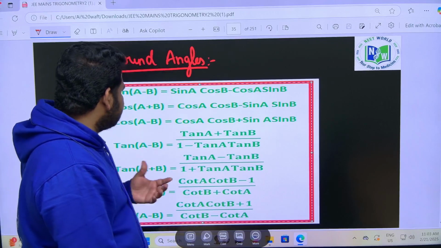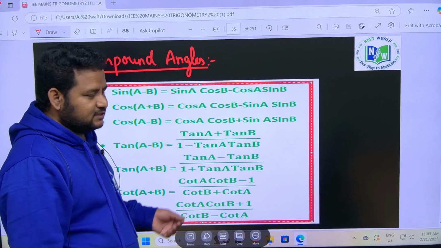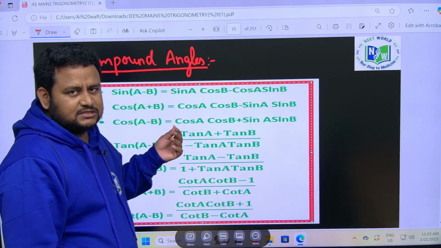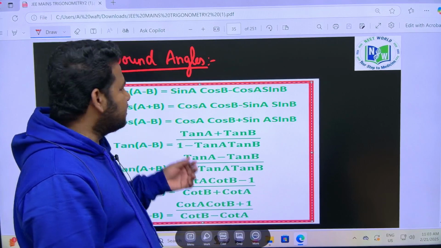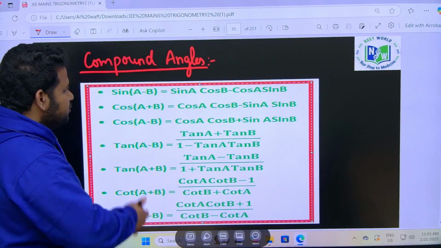So going forward, now we will discuss a concept called compound angles. In the last class itself I gave you a preview of what compound angles are. Compound angles means a combination of two or more angles. Here we will be discussing two angles, right? Here we have certain formulas based on compound angles.